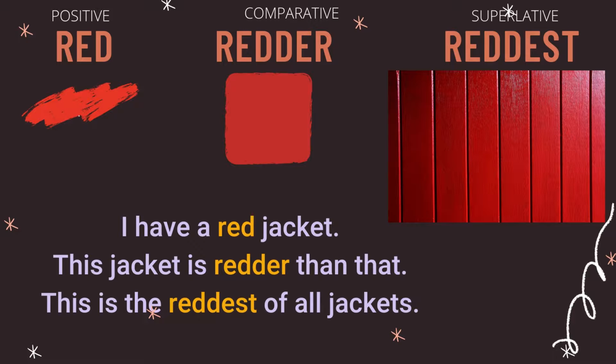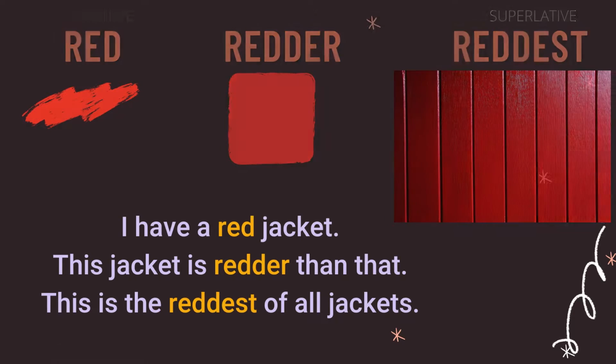Red. The vowel here is E followed by the consonant D. Double the consonant and add ER for comparative and add EST for superlative. I have a red jacket. This jacket is redder than that. This is the reddest of all jackets.